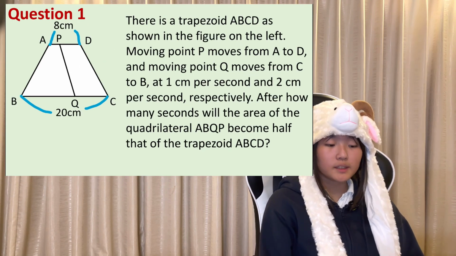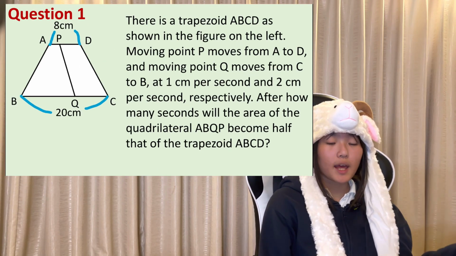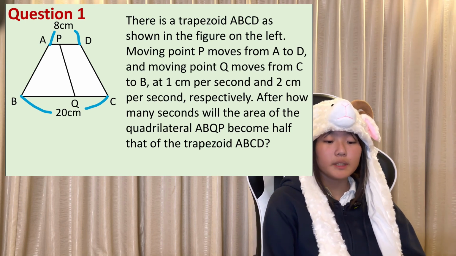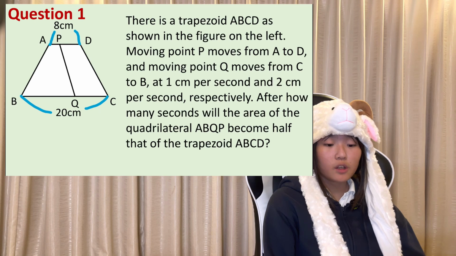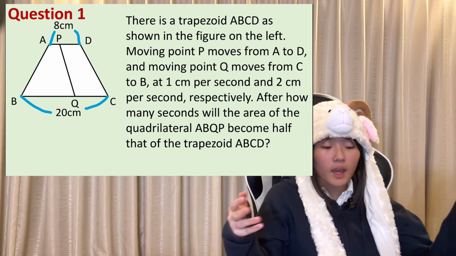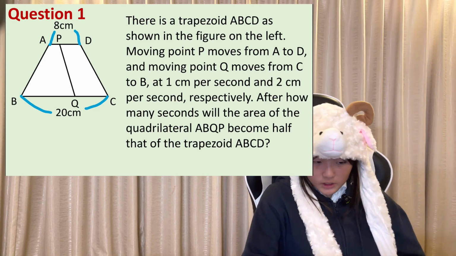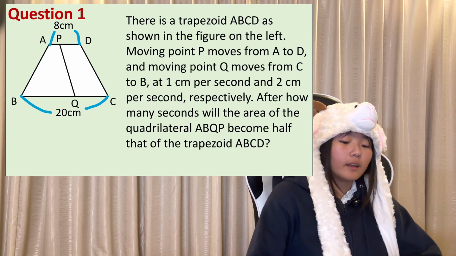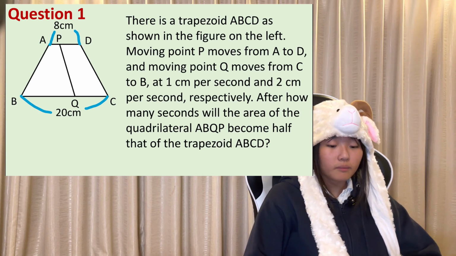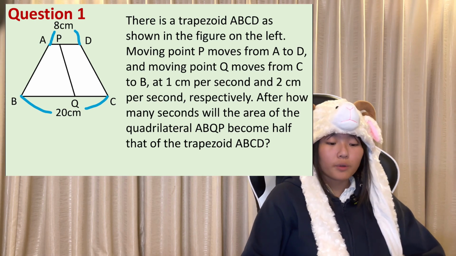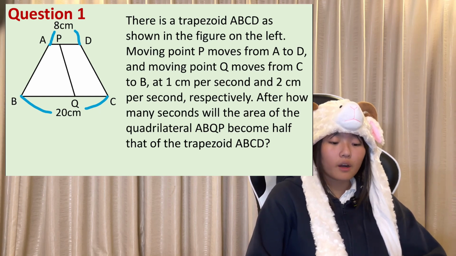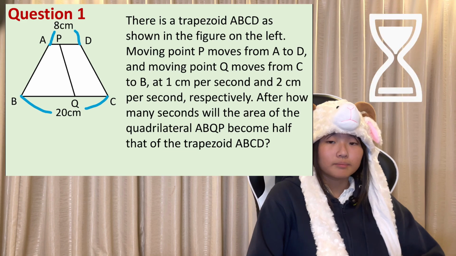Now, I'll give you a few questions to test how well you understood and listened to me. Number 1. There is a trapezoid ABCD as shown in the figure to the left. Moving point P moves from A to D, and moving point Q moves from C to B at 1 centimeter per second and 2 centimeters per second respectively, in that order. After how many seconds will the area of the quadrilateral ABQP become half that of the trapezoid ABCD?